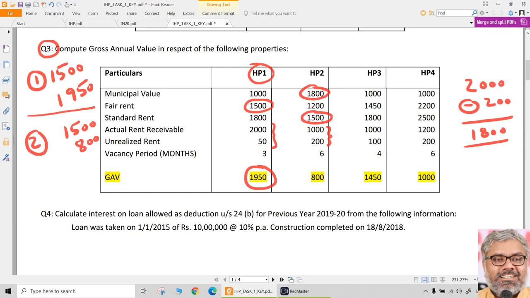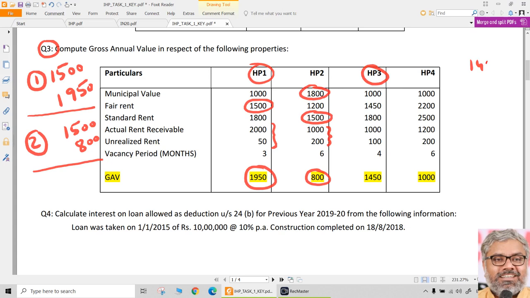Now what does it mean? Just because of this vacancy only, ARR is less than expected rent. So naturally whichever is lower has to be taken, since it is falling in the exceptional category. So what is the gross annual value? Whichever is lower, which is 800 rupees. Then house property 3. Same story.